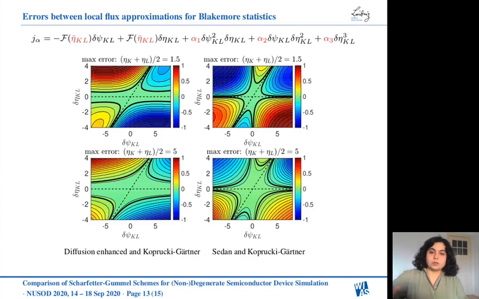Additionally, what we can observe here is that considering the Zidane scheme, it seems that this scheme is exact for a vanishing electrical field. That means along this red dashed line. And this observation could be analytically proven in our work. This means that in case of a purely diffusive flux and a model based on the Blakemore statistics, the Zidane scheme seems to be the best alternative flux approximation.